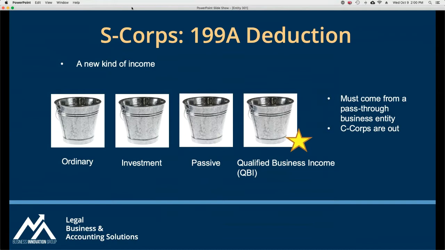The starting point is that the qualified business income has to come from a pass-through business entity or a flow-through business entity. We're talking a partnership, S corp, sole proprietor, disregarded entity. C corporations are out. A C corporation is not going to give you qualified business income.